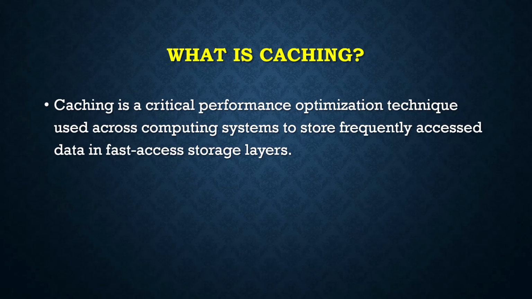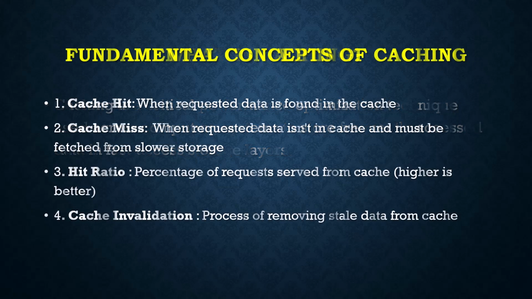Caching is a critical performance optimization technique used across computing systems to store frequently accessed data in fast access storage layers. As I said, it stores info or data temporarily, and it can be reused. Let's look at some fundamental concepts in caching. So let's take our first one, cache hit. What's a cache hit?